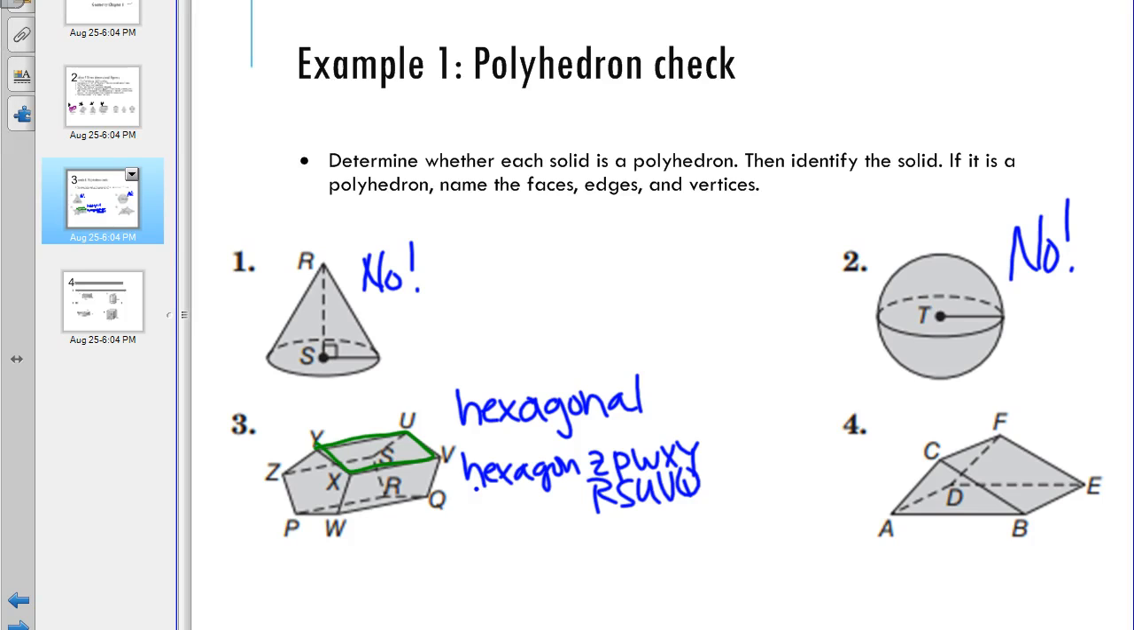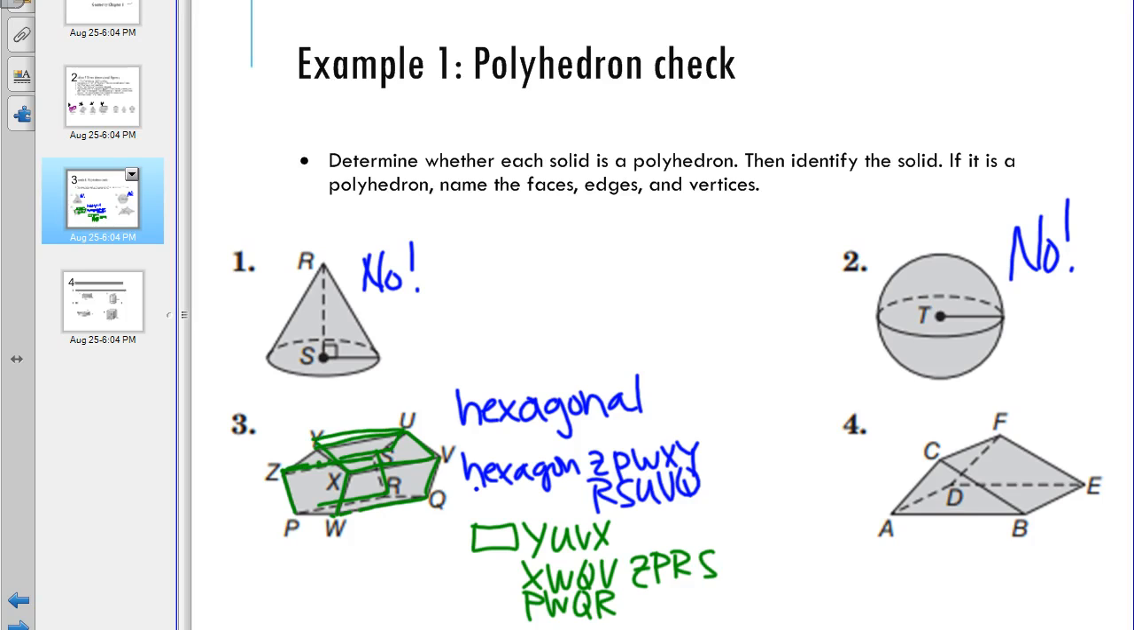So YUVX, rectangle YUVX. Let's get this one on the front, XWQV. Let's get the one at the bottom, PWQR. Let's get the one on the side, ZPRS. And let's get the one at the top, ZSUY. All right, so those are my 5 rectangles. I'll go ahead and put commas in there. You can put little rectangle symbols in front of them, totally fine.